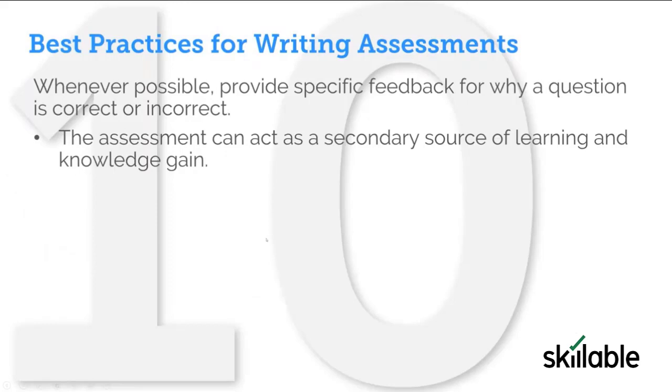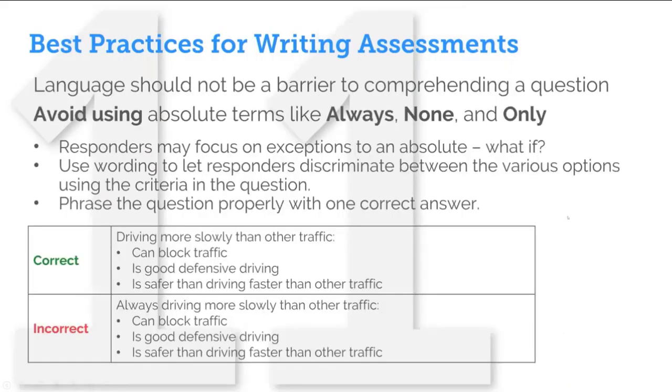So number 10, whenever possible, provide specific feedback for a question, why a question is correct or incorrect. Assessment can be used as a secondary source of learning and knowledge gain. So it can be an educational instrument as well, not just an evaluation. And we have that ability in our assessments. We saw that with our student earlier. She could go back and see an explanation for each answer, and also look at resources through the internet because they were input into the assessment. So number 11, our final one, is a little longer than the others.